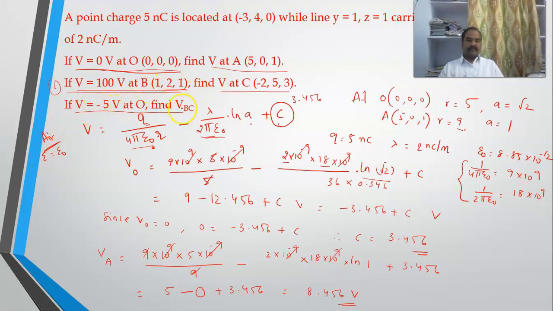B and C points are fixed. So with the help of this, you determine the C value, and using that, determine VB and VC, and then determine the difference between VB and VC. So this is the way we solve problems on potential. Thank you, and we will meet in the next class.